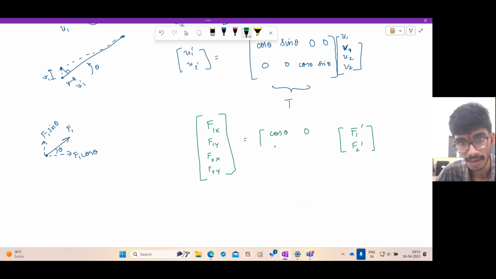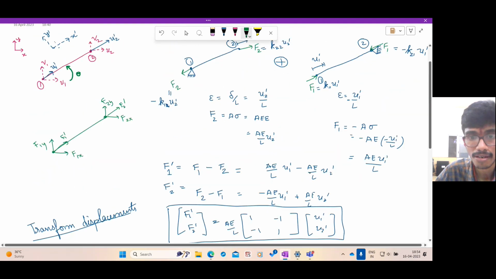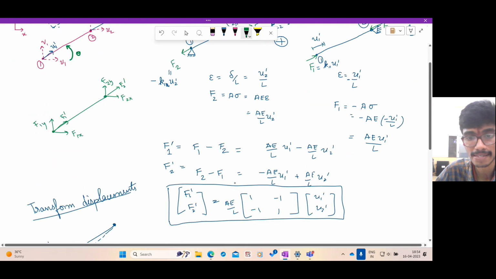And what is F1y? It is sin theta, 0. And F2x cannot depend on F1. So this is also cos theta, sin theta. Note that this matrix is nothing but T transpose. Now let us substitute these into the original force displacement relation that we had.